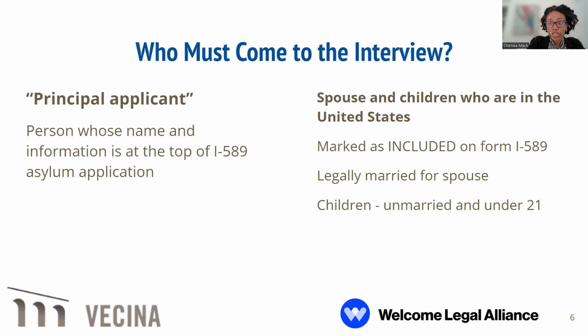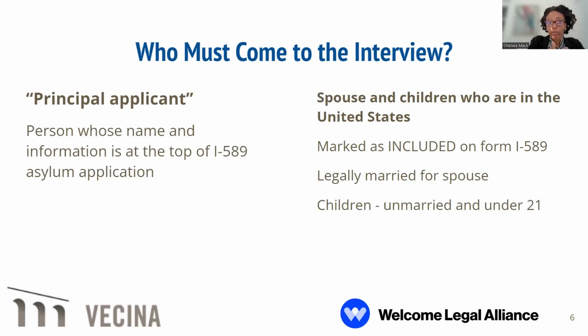Now, if there are any derivatives for the case, whether it's a spouse or a child, any of those who are included on the Form I-589 also need to attend. Just to make sure we're clear, a spouse is someone who the person is legally married to, and the children are any child who is unmarried and under the age of 21.